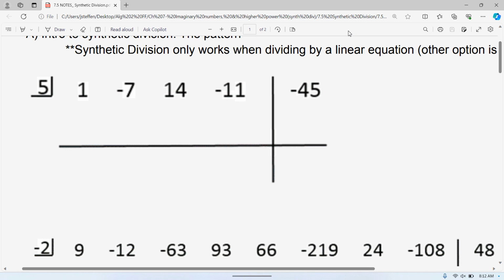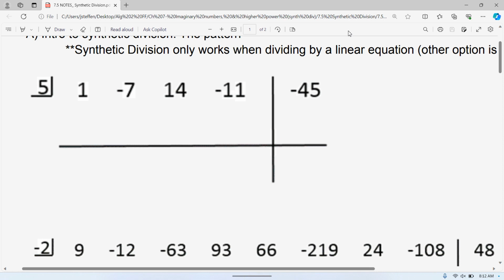This is how to set up synthetic division. We will get these numbers right here, the top numbers, from your polynomial. This number is going to be for your factor or your zero or something like that. We'll talk about it in a second. And we're going to write numbers in this blank area, so make sure you leave enough space for that. And then we'll have some other numbers we'll write down here at the bottom.